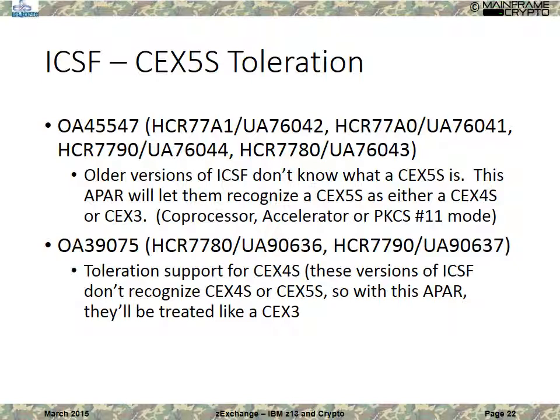Those older versions of ICSF, the 7780 and 7790, they don't know what a Crypto Express 4S is either. So there was toleration maintenance that said, okay, when we present a Crypto Express 4S to you, just pretend like it's a Crypto Express 3. Of course, you'll be limited to whatever the capabilities of that older version of ICSF is, but at least it will be able to use the Crypto Express 5S and use the functionality that was available on the older cards. So let's go to slide 23.